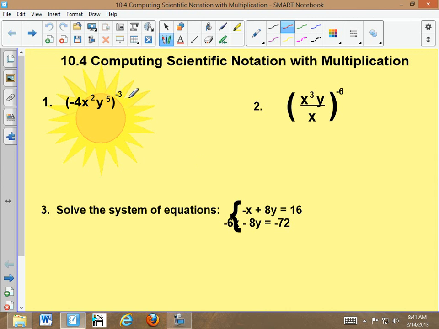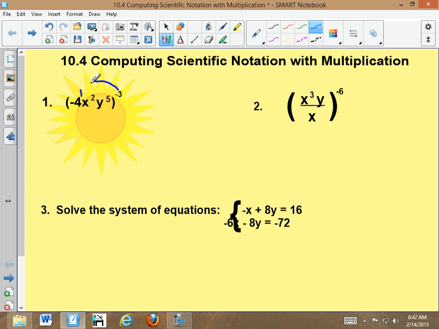We are going to go over the warm-up, so please pause the video, do the warm-ups, and then start the video again. Okay. The first thing I like to do is if I don't have an exponent written, I like to write the exponent. So I'm going to put -4 to the first power.